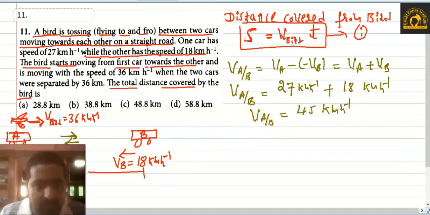The distance is how much? The distance is equal to 36. Now, the time taken to cross these two.